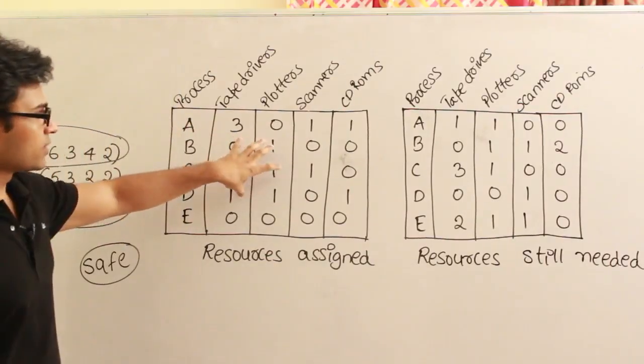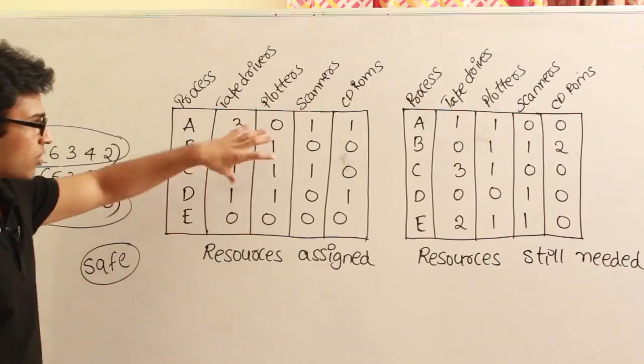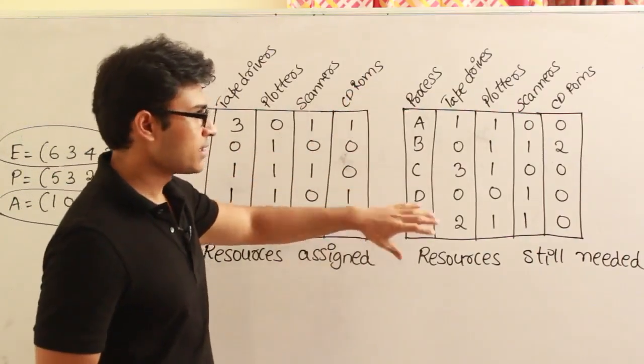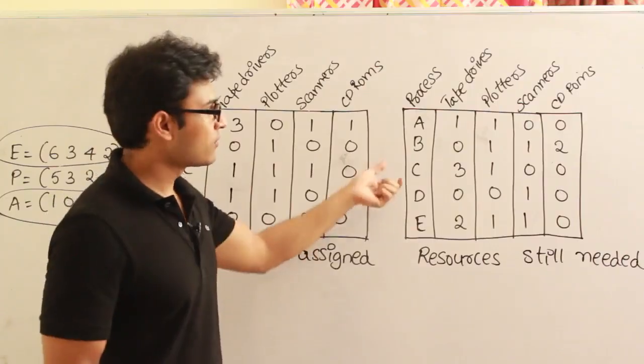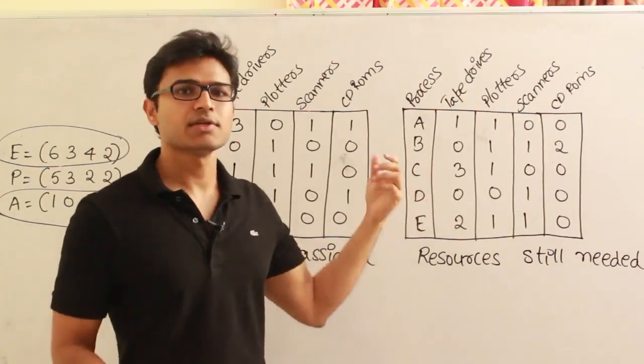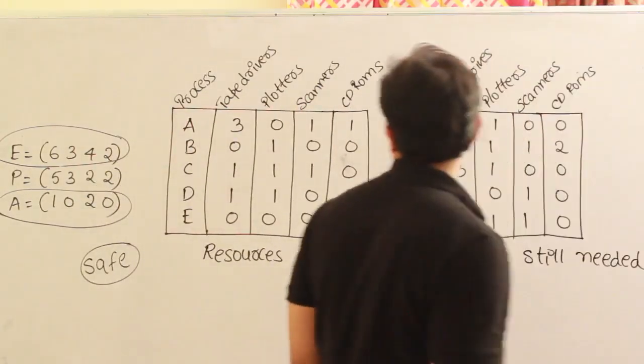Now let's examine if this particular state is safe or not. This is going to be safe if we can satisfy the requirements of all these processes in some order, so that everyone will finish their execution. I mean, everyone will take all the resources and finish their executions and come out, right, without getting involved in deadlock. Now watch this one.